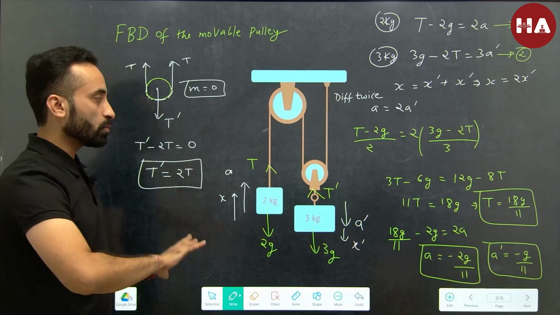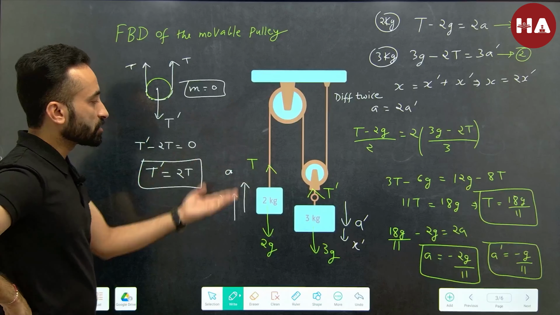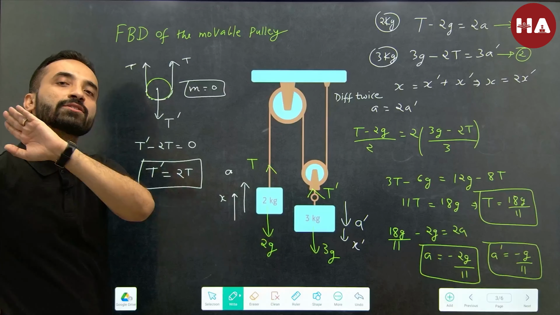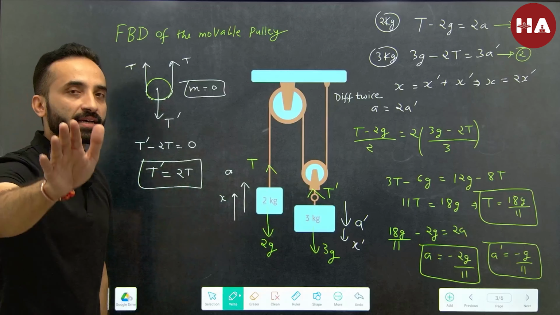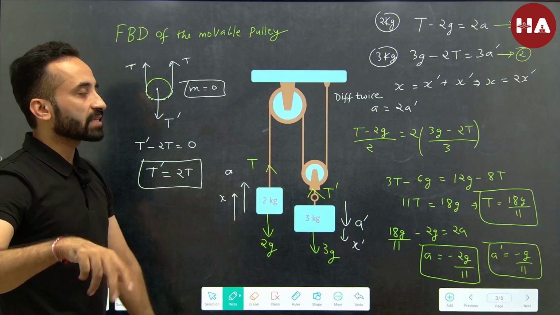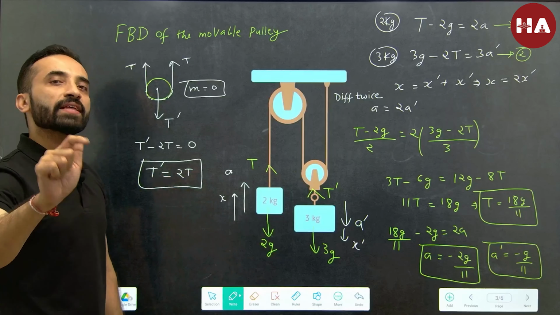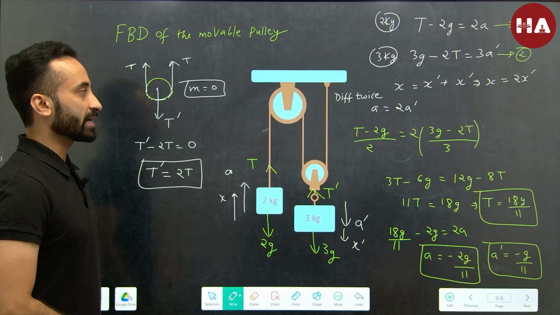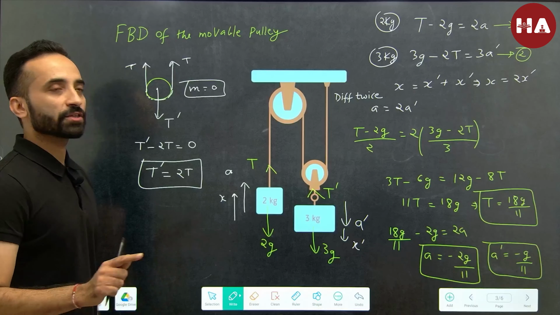So let's look at it one more time very quickly. We assumed that this is rising and this is falling. There's no problem if we assume it incorrectly, because ultimately the answer is correct and the sign is negative. That means the direction is opposite. So there's no problem even if we imagined this is going up with a and this is falling down with a dash. So how did we solve this equation?